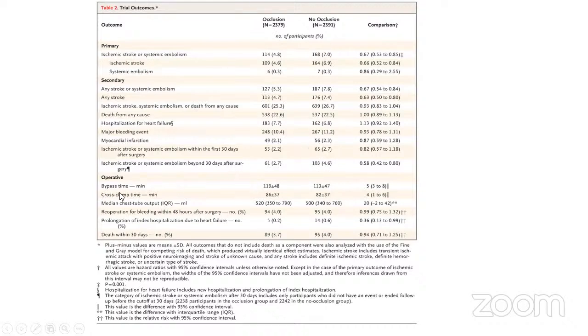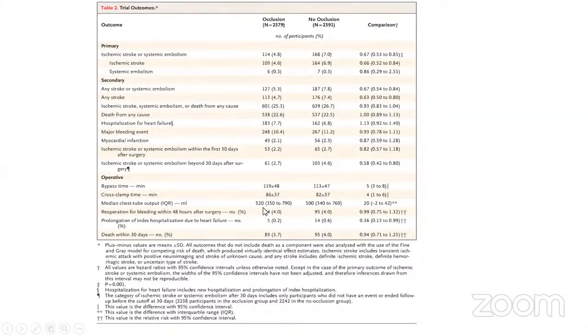Of note is the operative time. We can see here that there is no significant increase in the operative time in patients who had left atrial appendage occlusion. The bypass time was 119 minutes in the occlusion group versus 113 minutes in the no occlusion group, a 6-minute increase with no significant statistical finding. The crush clamp time was also not significant, 86 minutes in the occlusion arm versus 82 minutes in the no occlusion arm.